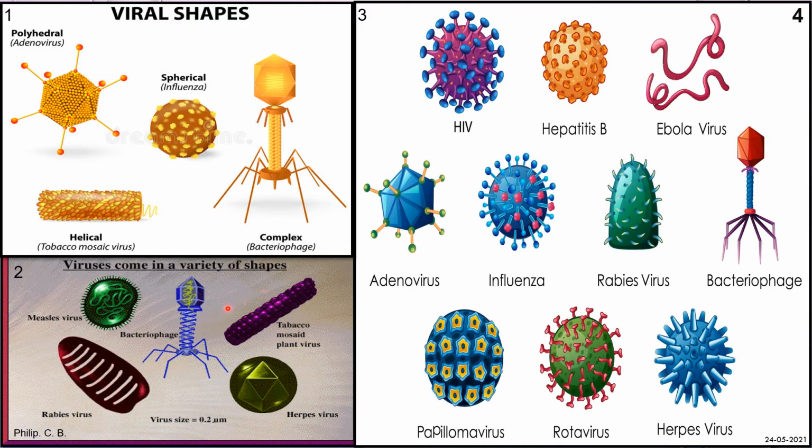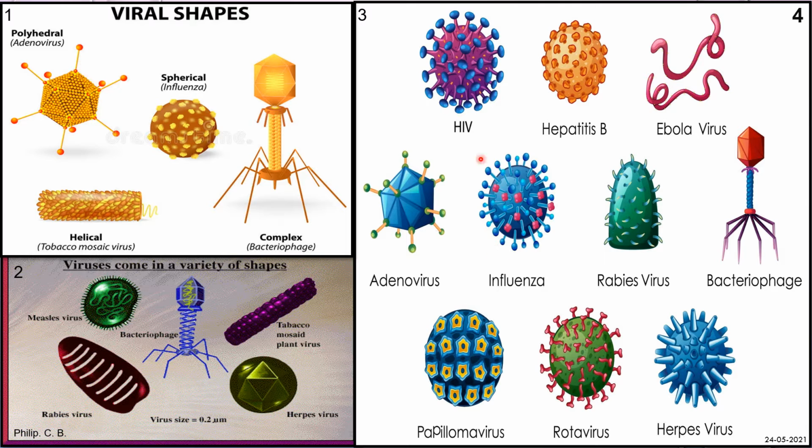Even shapes differ, beyond the four we learned. There is measles, bacteriophage, tobacco mosaic virus, herpes virus, and even rabies virus. If you see the rabies virus, it is slightly elliptical or oval in shape rather than the other four shapes which we learned. So virus size can be 0.2 nanometer.